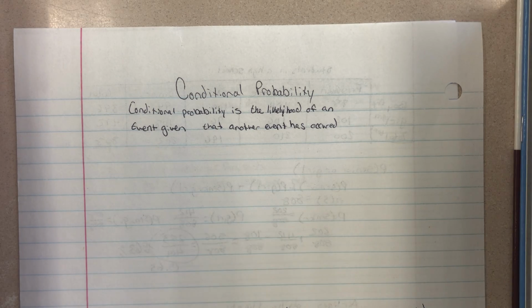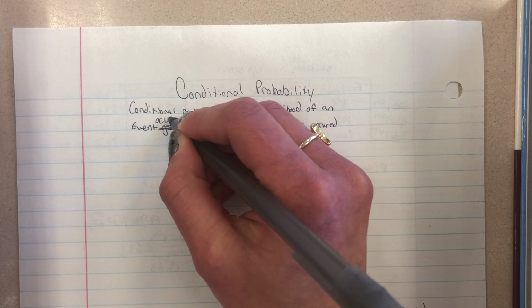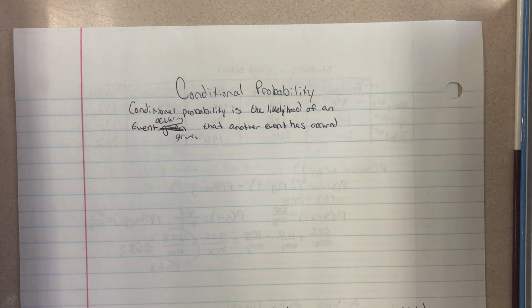All right, so today we're going to be looking at conditional probability, and the one thing we need to discuss is what exactly is conditional probability. Conditional probability is the likelihood of an event occurring, given that another event has already occurred. So it's like saying, I do this after this has already happened.